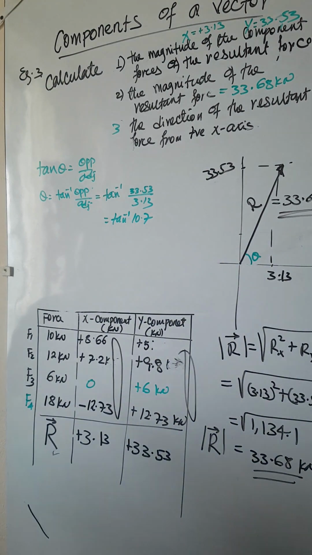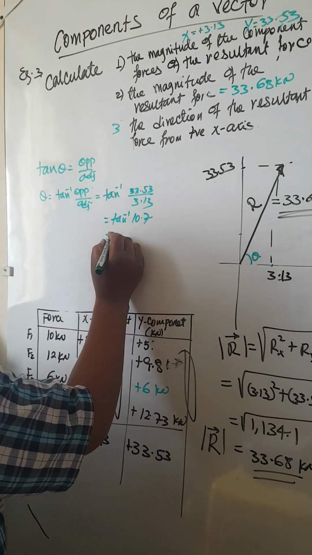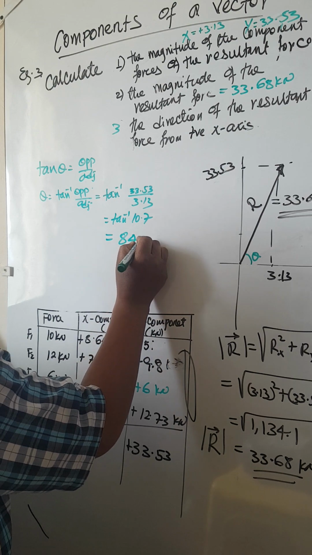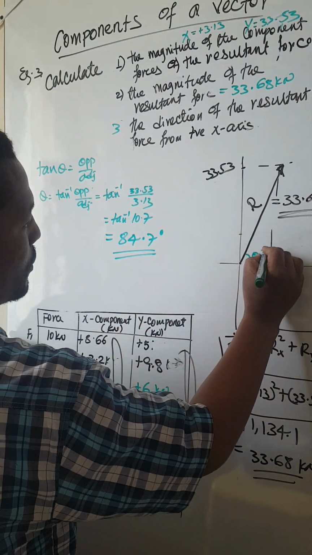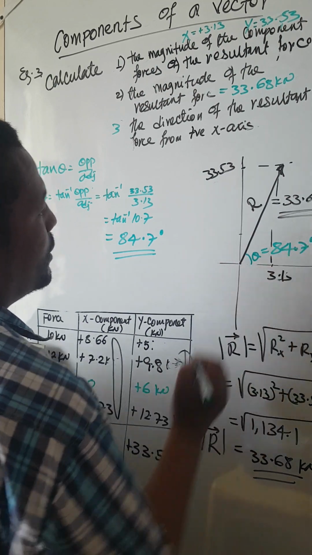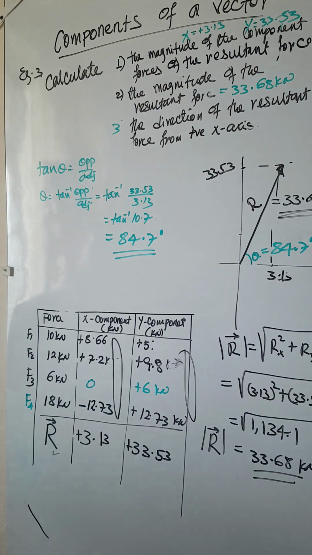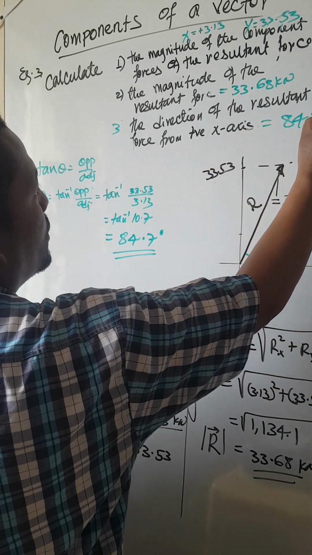Now shift tan of 10.7 is equal to 84.7 degrees from the positive x-axis. This is equal to 84.7 degrees.